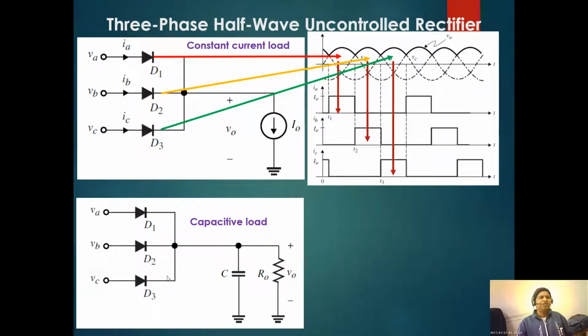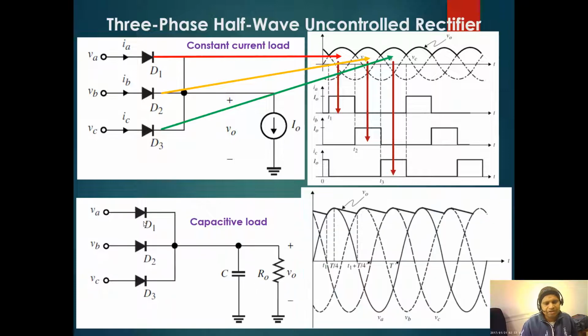If we have a capacitive load like this, where you connect a resistive load with a capacitance in parallel with the resistor, you can see that this is our output voltage with the output ripples. This is 3 pulse, but due to the capacitance the voltage will be somewhat like a DC. It will filter out all the ripples.